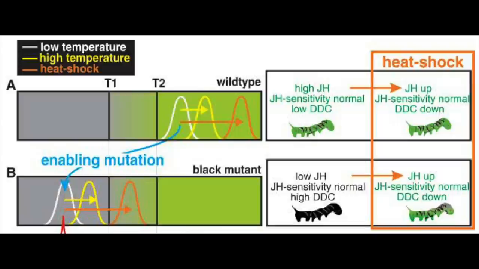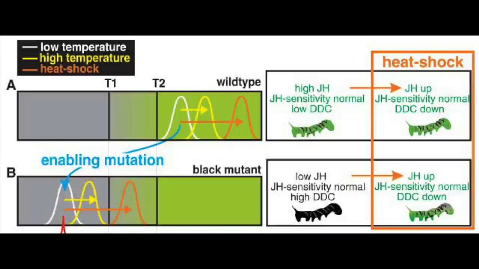So what does this mean in terms of the mechanism of this change? What I'm going to show you here are some diagrams. They're a little complicated to understand, but once you see them, you'll get them. So what you see here is on top, that's a normal wild-type Manduca sexta.